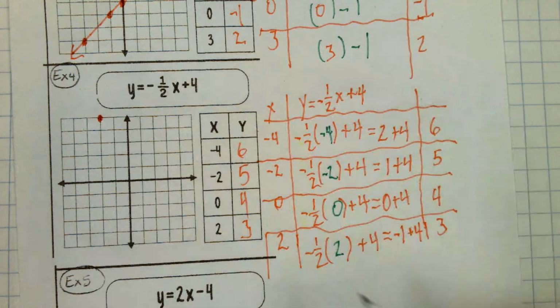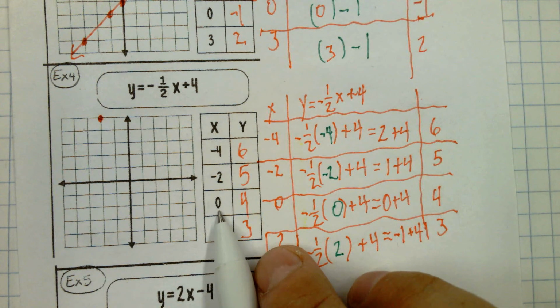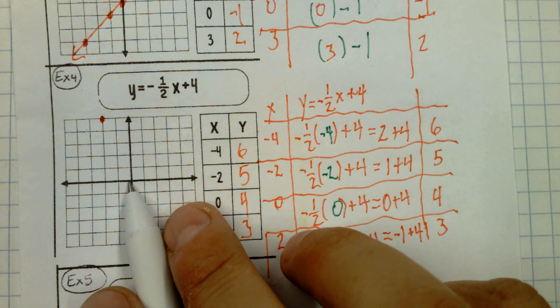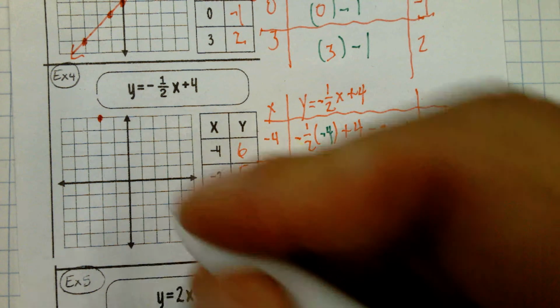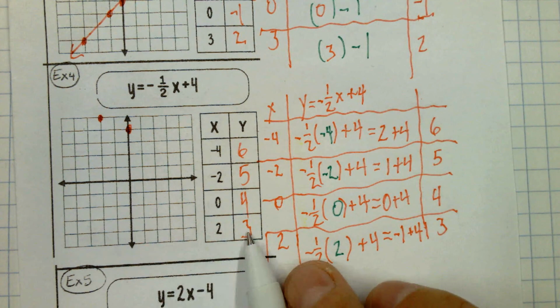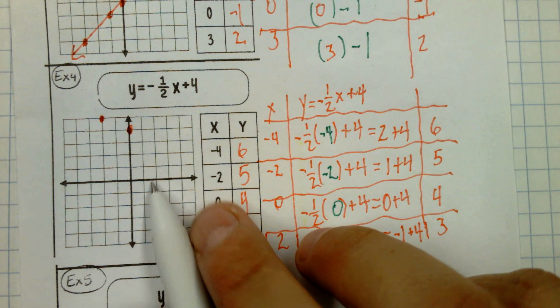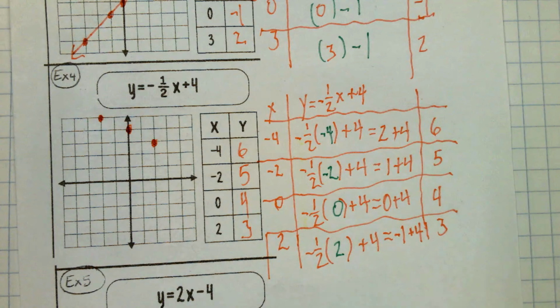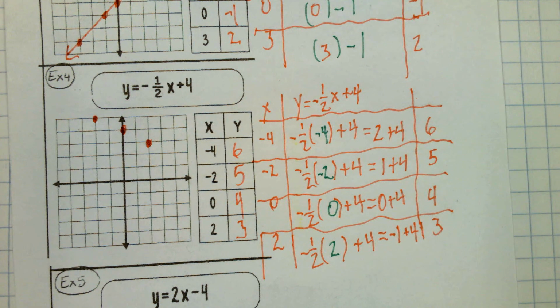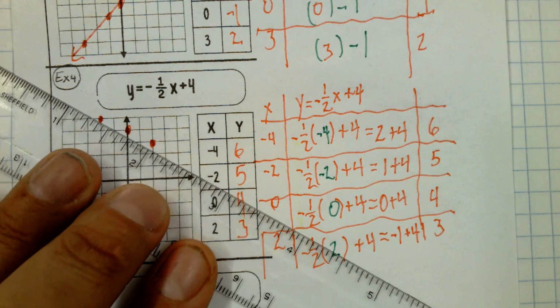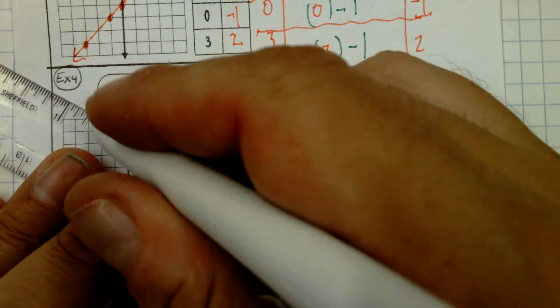2 to the left, 5 up here. And then we do 0, 4. That means you don't go right or left, you stay there, but you go up 4. Right there. And then our last point is 2, 3. 2 to the right and 3 up. And lo and behold, yes, it's only 3 points, but those 3 points are in line, so I'm pretty confident. I'm absolutely confident, in fact, this is our line.